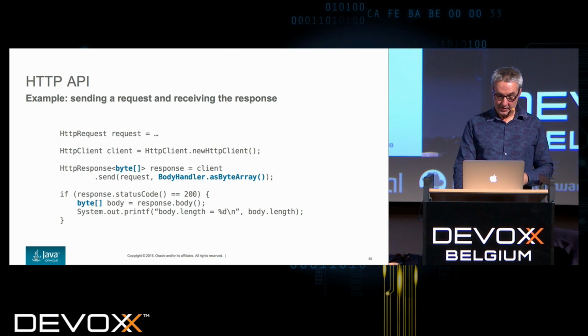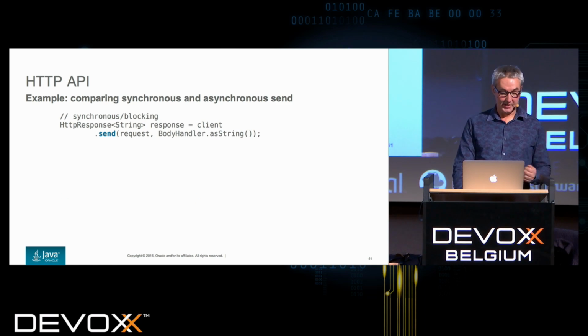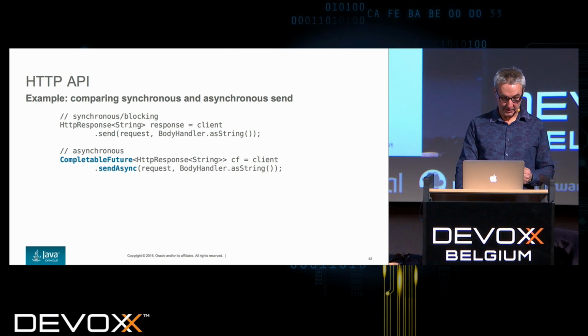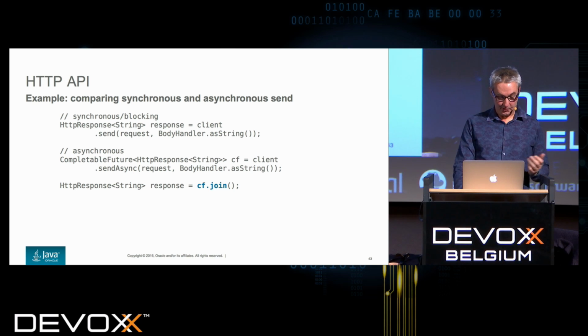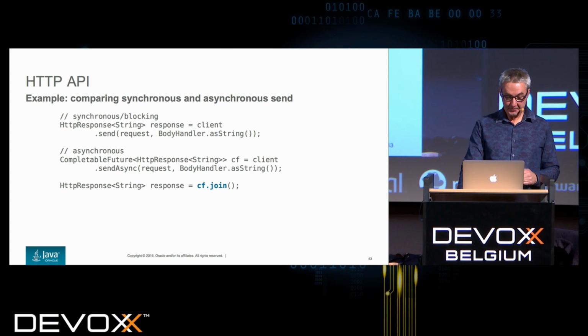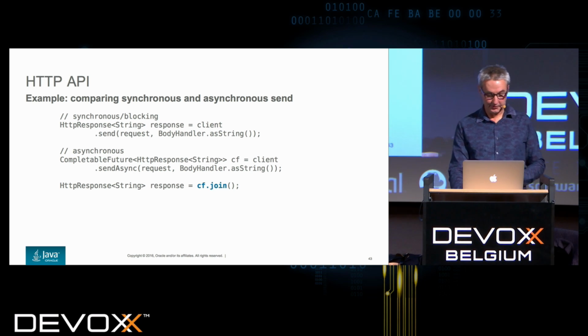So let's compare. This example was a simple synchronous send. So what happens if we want to do it asynchronously? The synchronous send method returns an HttpResponse of String in this example. If we want to do it asynchronously, then we call sendAsync with exactly the same parameters, and what we get back is a CompletableFuture of HttpResponse of String. So what can you do with that? Well, as before, you can simply call join, which blocks and waits for the response, or else throws an exception if the CompletableFuture completed exceptionally.